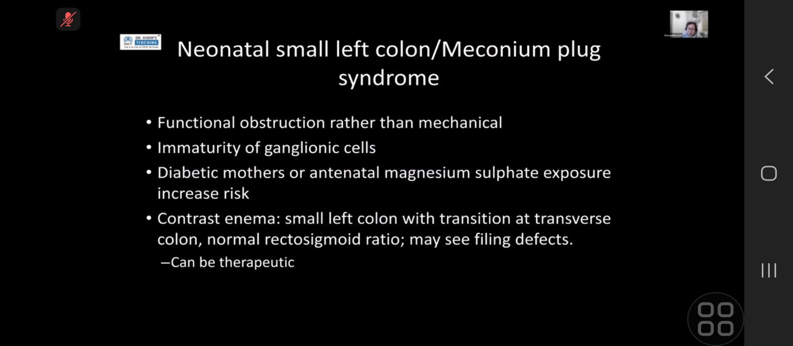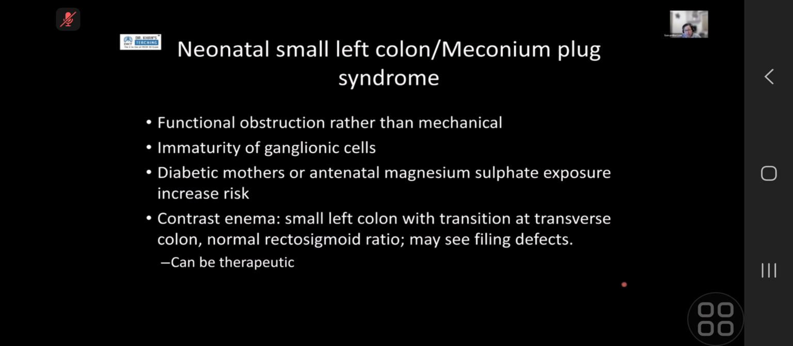So it's really a functional obstruction rather than a mechanical one. No one really knows what it is. Some people say it's an immaturity of ganglionic cells. And of course, patients with diabetic mothers, or those exposed to antenatal magnesium sulfate, have an increased risk of getting this. It's very transient and often affects the left colon, with meconium plugging the bowel distal to this segment. There are two names to it: one is meconium plug syndrome, another is neonatal small left colon syndrome.